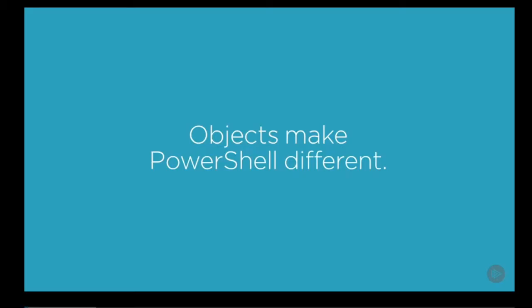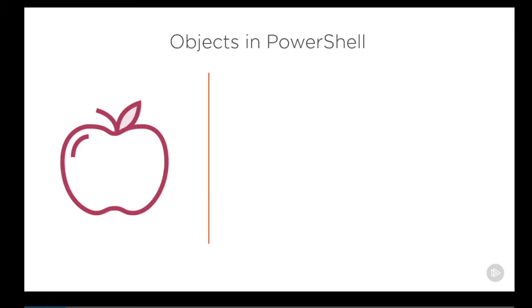Why is PowerShell different? Because objects make PowerShell different. It's because PowerShell is an object oriented language. Unlike other scripting languages that rely on parsing text to get things done, PowerShell uses objects as its output. So if we think about PowerShell, we already talked about that it's not text based, that it's based on being object oriented, that with objects, they have properties that make them up and they have methods that you can perform actions against them. So if we take, for example, think about an apple as an object.